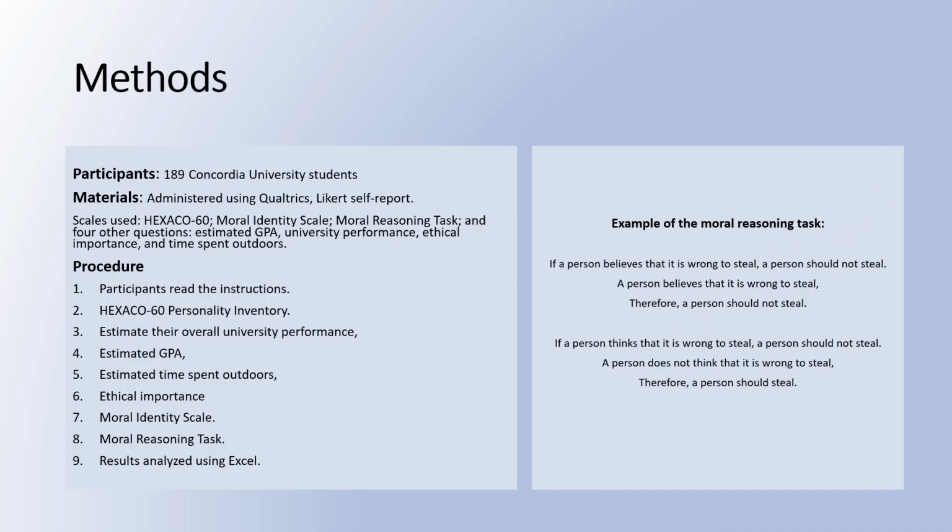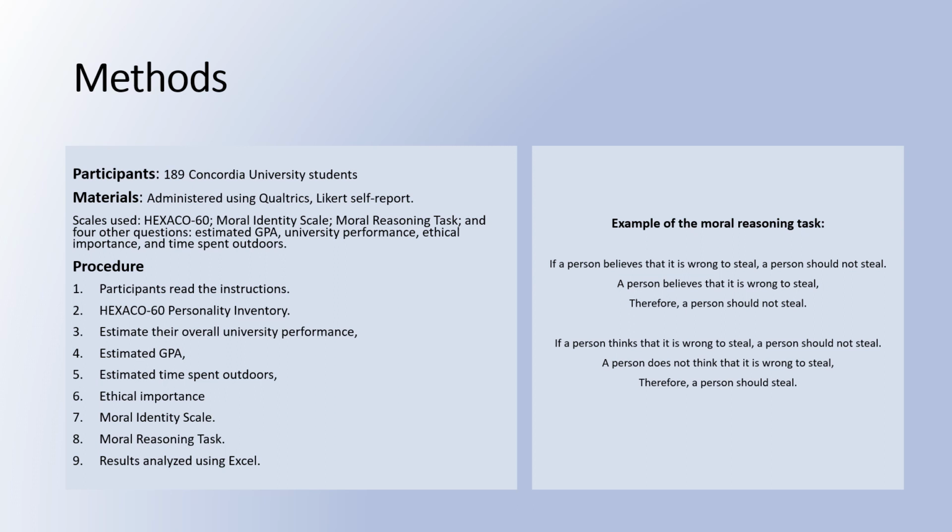The participants in the current study are 199 Concordia University students enrolled in Research Methods 2. The first 10 participants to complete the study were removed, resulting in 189 participants being included in the analysis. The survey was administered through Qualtrics, an online questionnaire system. Responses were given by self-report using the Likert scale.